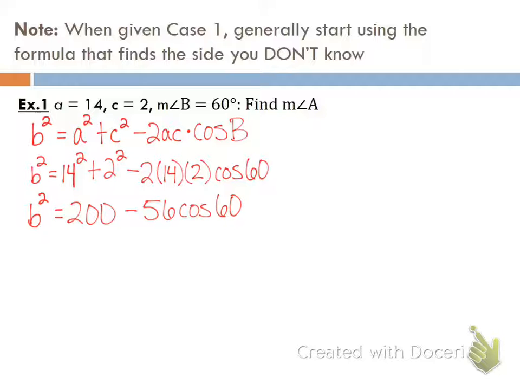At this point, most people probably could type in 200 minus... You might want to do some extra parentheses around the 56 times cosine of 60, or do it in two pieces. But if we simplify that right side down to a single number, what do we get? So it's still b squared. I haven't square rooted anything. 172 is what I got when I did it. Does anybody need help getting the 172?